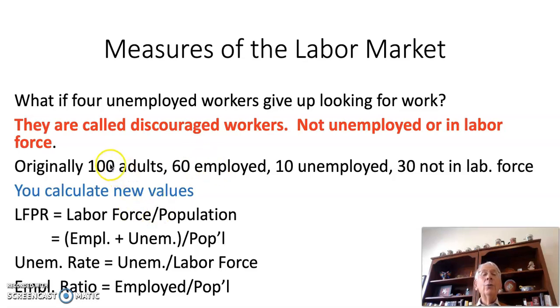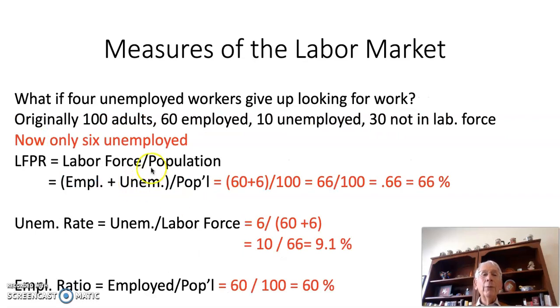So now we originally had 100 adults, 60 employed, 10 unemployed, and 30 not in the labor force. 4 of them have given up looking. They're discouraged workers. So now instead of having 10 unemployed people, we have only 6. 4 of the 10 have given up. You calculate the new values. You might want to pause this here, pull out your phone. You can look at the PowerPoint, or if you wrote down all the formulas, see if you can calculate the new values of our 3 measures of the labor market.